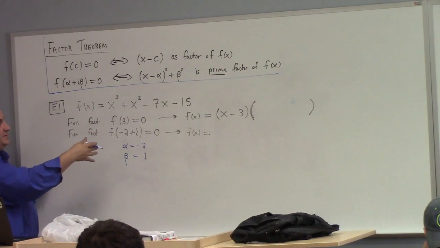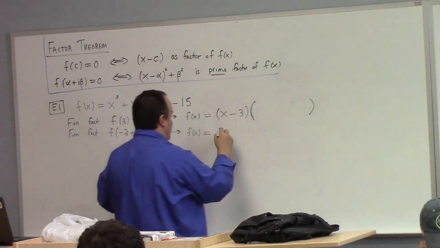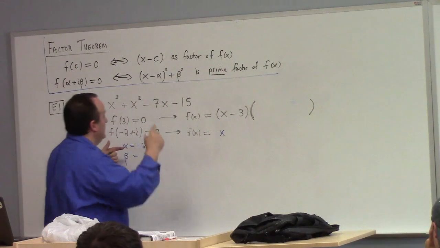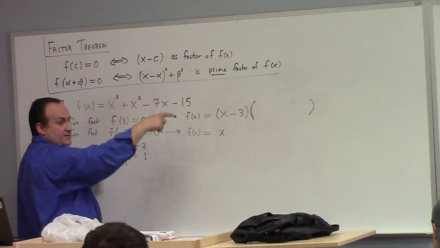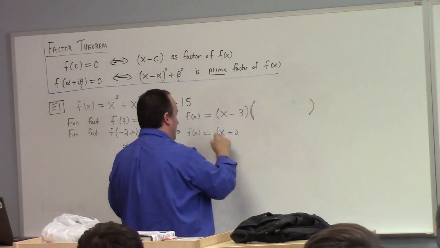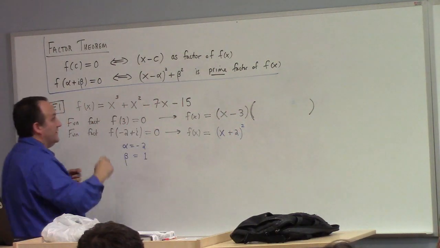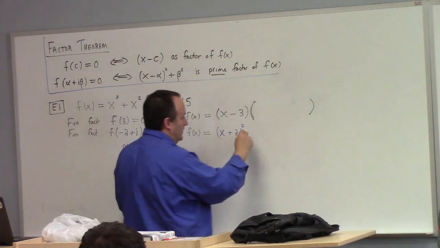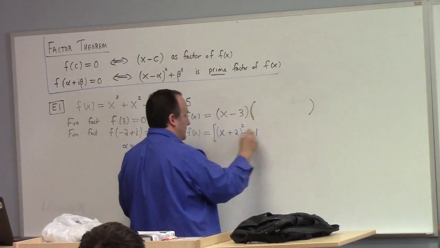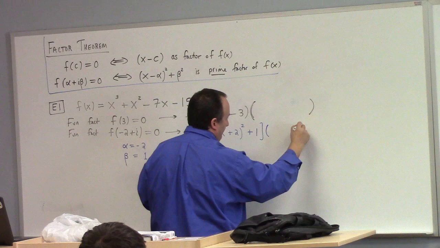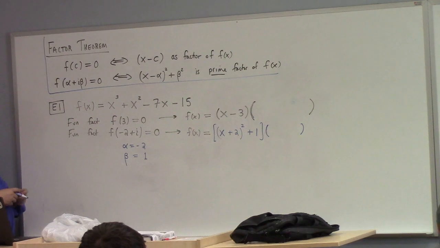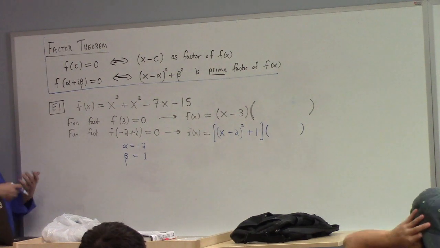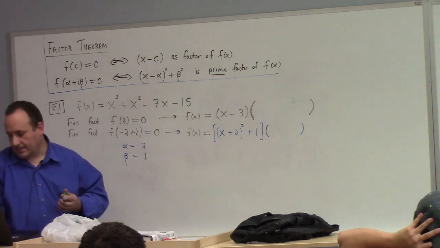So if alpha is equal to minus 2, what's x minus alpha? x minus alpha is actually x plus 2, right? So (x plus 2) squared plus 1. All I'm doing here at the moment is using my factor theorem. Now the factor theorem doesn't tell you how to factor it completely, right? It gives you partial information about your polynomial.